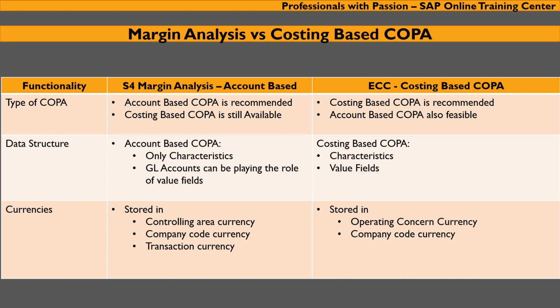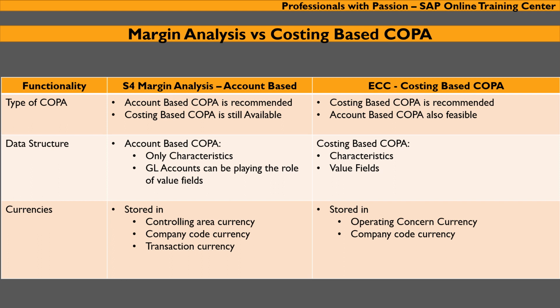The second thing we need to consider is the data structure. In account based COPA, only characteristics need to be considered while generating the operating concern. In costing based COPA, we have characteristics and value fields. You can find the data structure while creating the operating concern, and it is still available to change for additions or deletions. So while setting up the data structure, we should be cautious. If you select account based COPA, the system will not provide the feasibility to add value fields. Value fields are available only in costing based COPA.